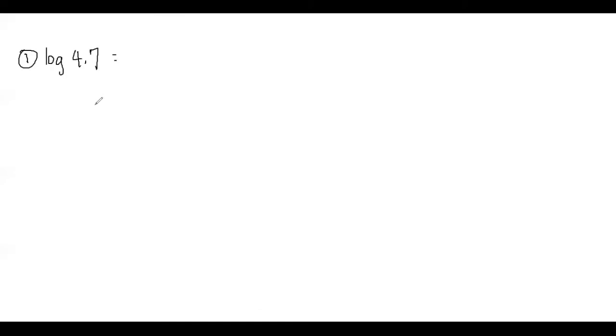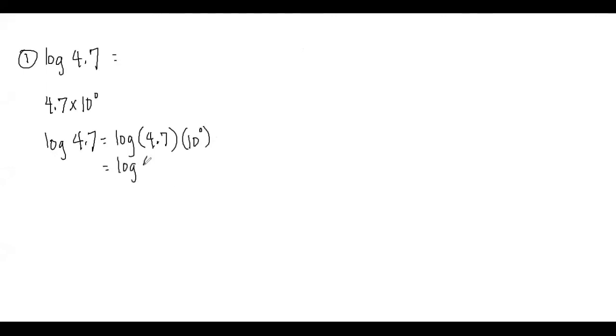Ano yung scientific notation ng 4.7? 4.7 times 10 raised to 0. Tandaan nyo to. So logarithm of 4.7 is equal to the logarithm. Palitan natin yung 4.7 ng scientific notation. So we have logarithm of 4.7 times 10 raised to 0. Ngayon, paghiwalayin, logarithm of 4.7 plus logarithm of 10 raised to 0.